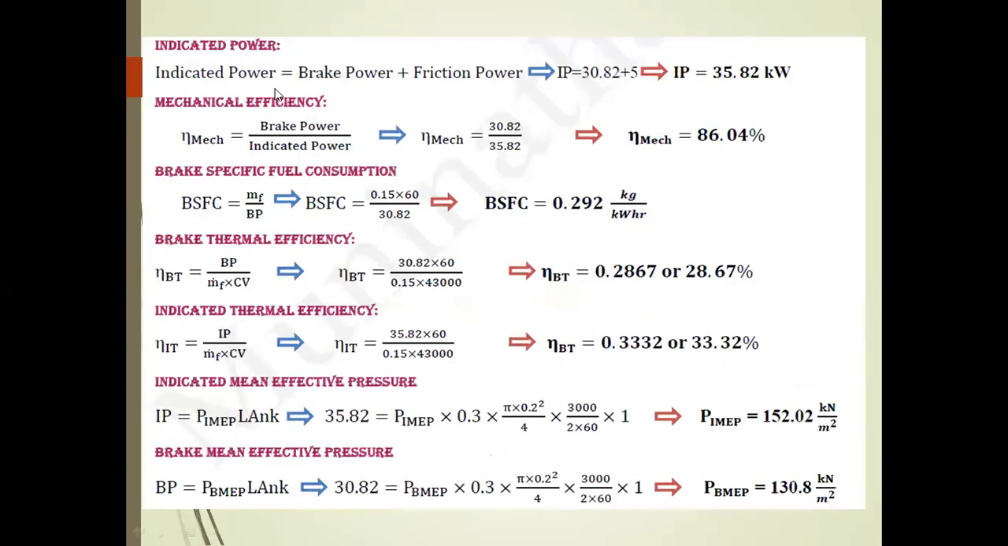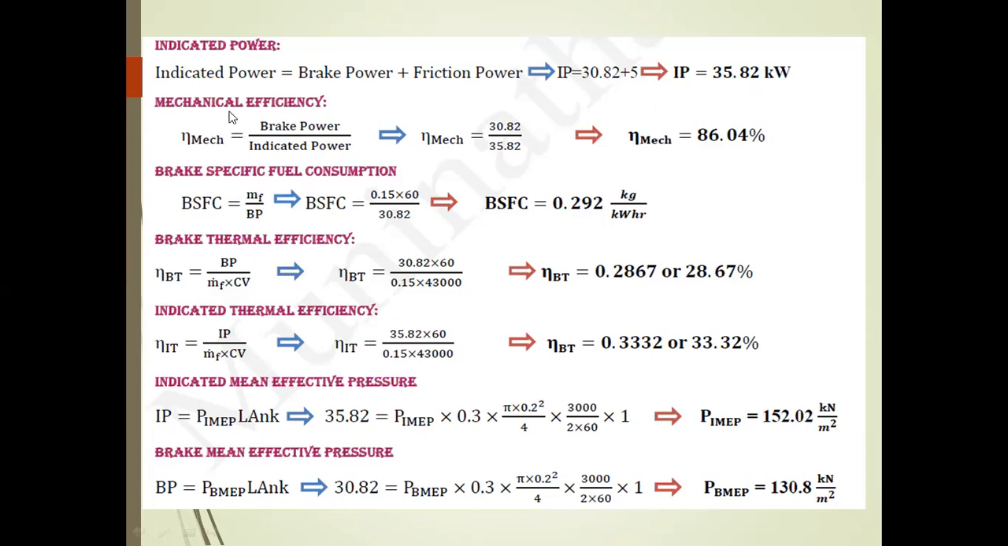So next we can find the indicated power. Generally, the indicated power is equal to brake power plus friction power. The brake power value is 30.82 and the friction power is 5. So finally we find the indicated power is 35.82 kilowatt.